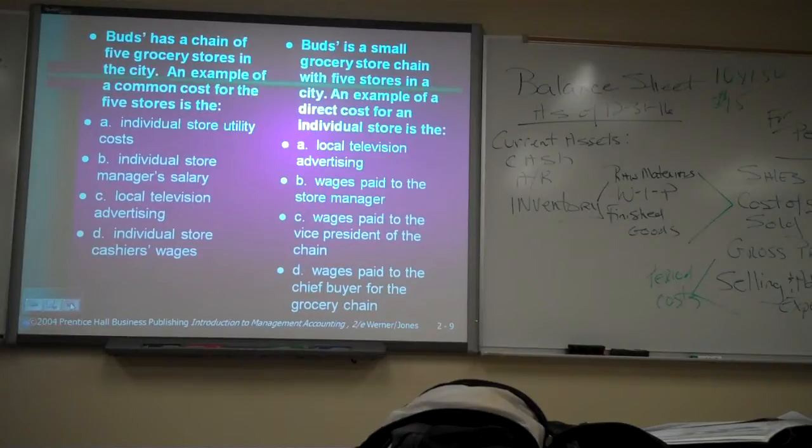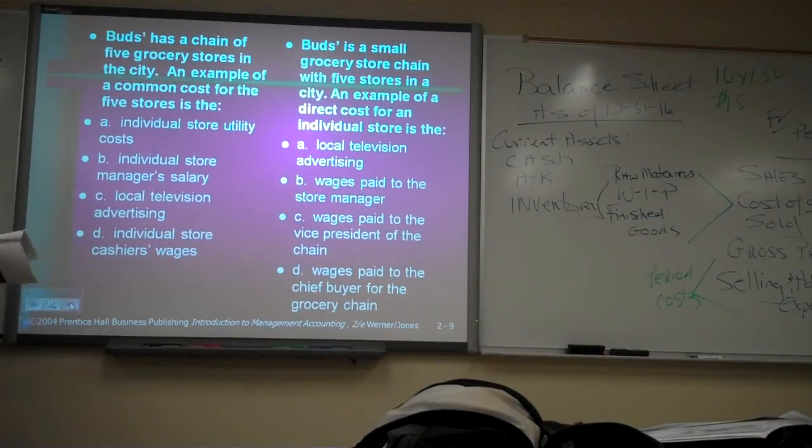Here's Bud. We all like Bud. Bud has a chain of 5 grocery stores in the city. An example of a common cost for the 5 stores. Think about 5 stores. Colin thinks it's A. An example of a common cost for the 5 stores. Now, when you talk about a common cost, is Colin right on that one? What's the answer?